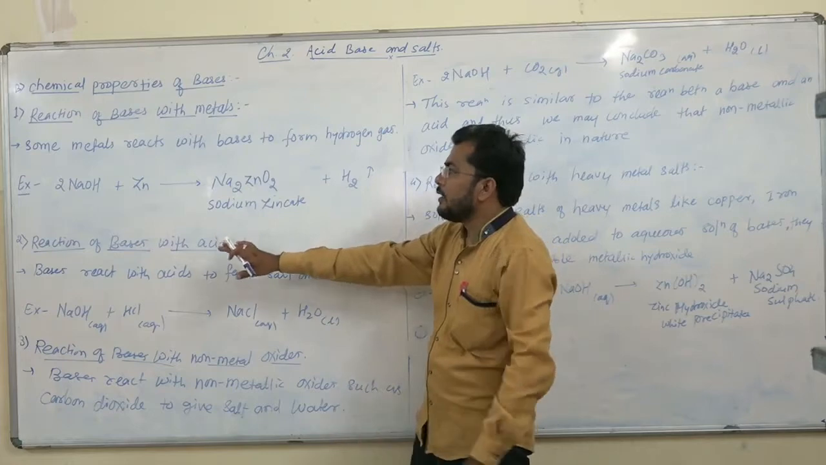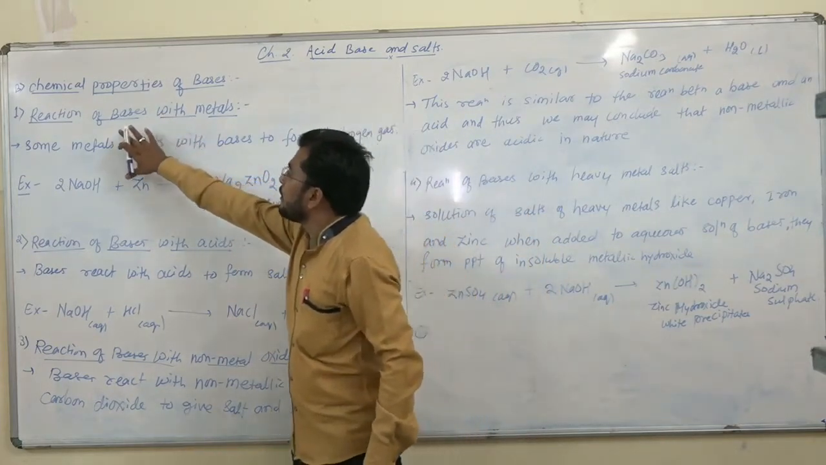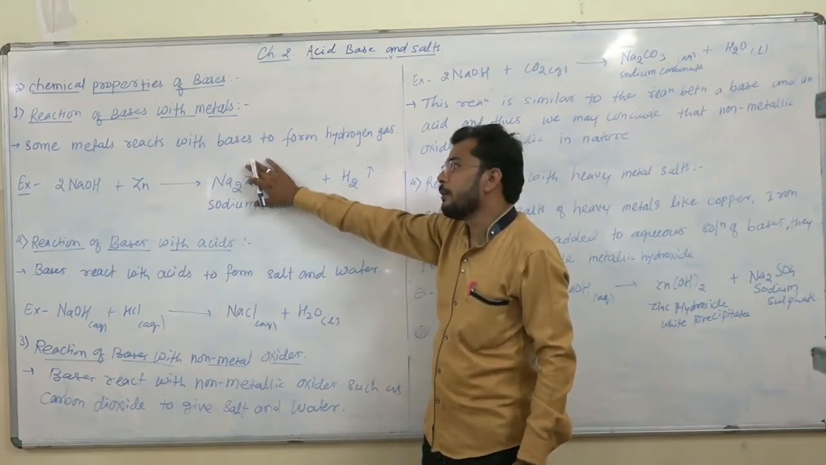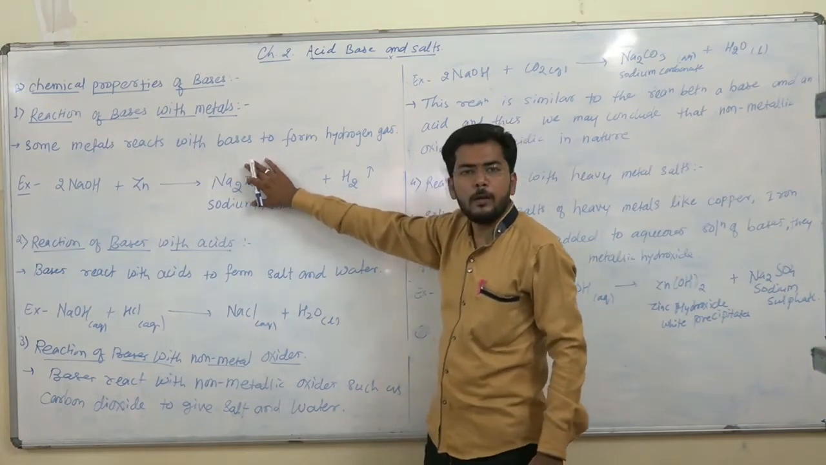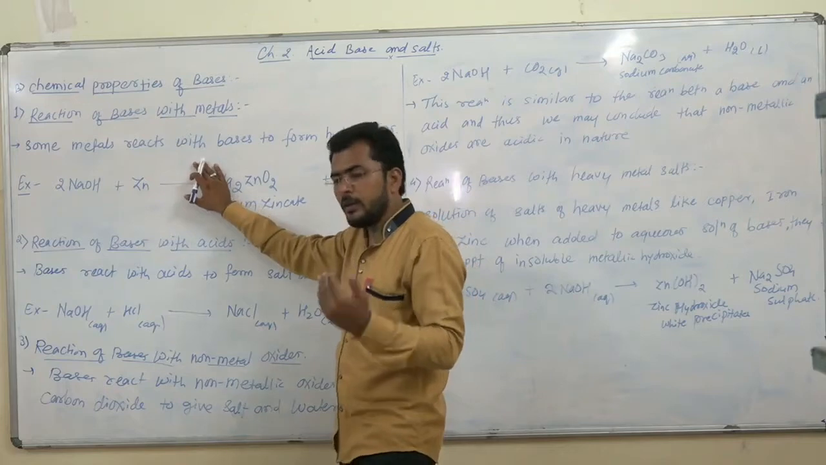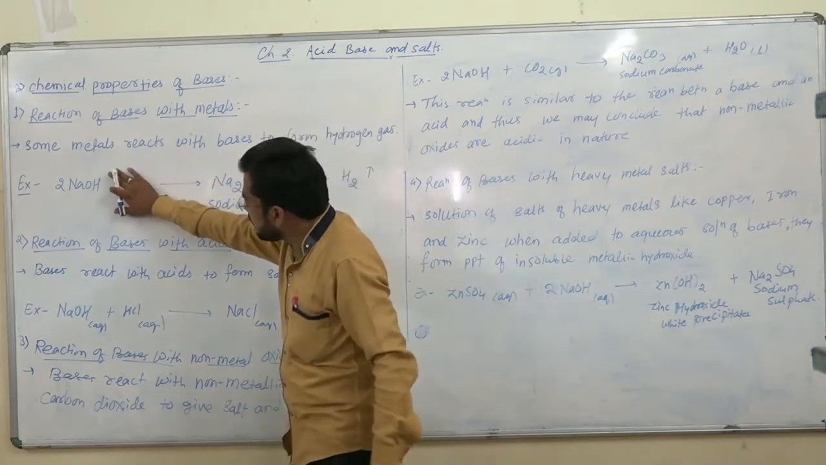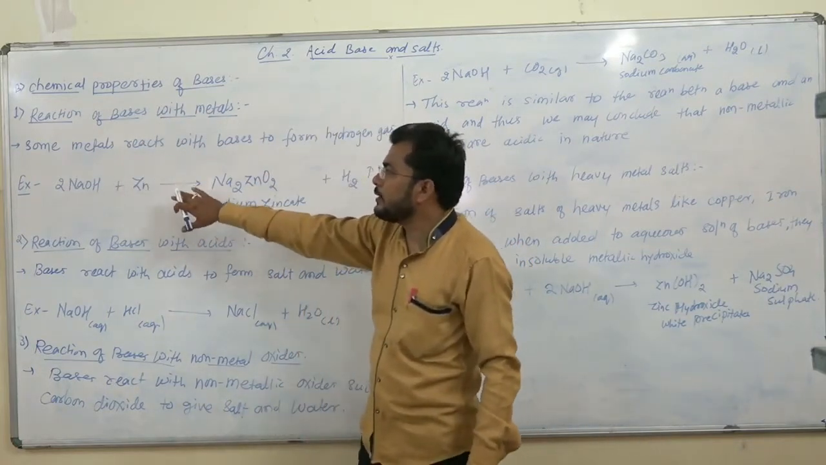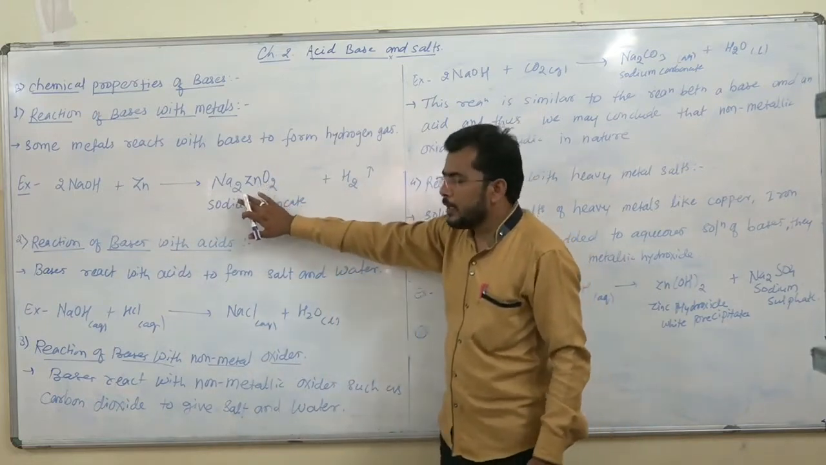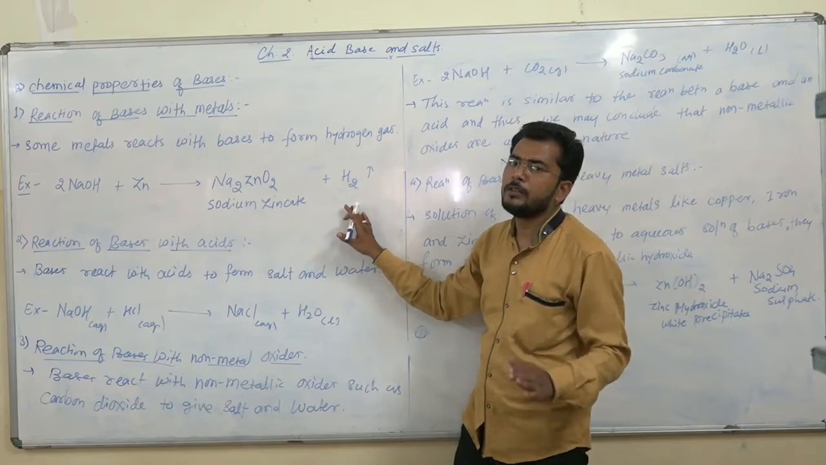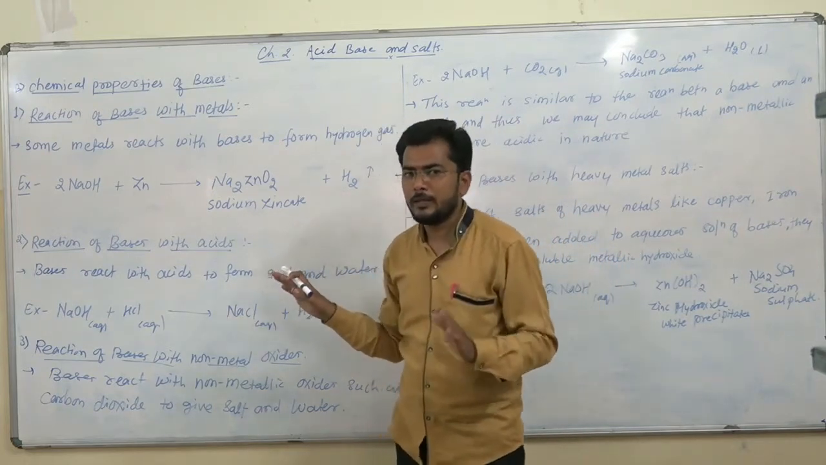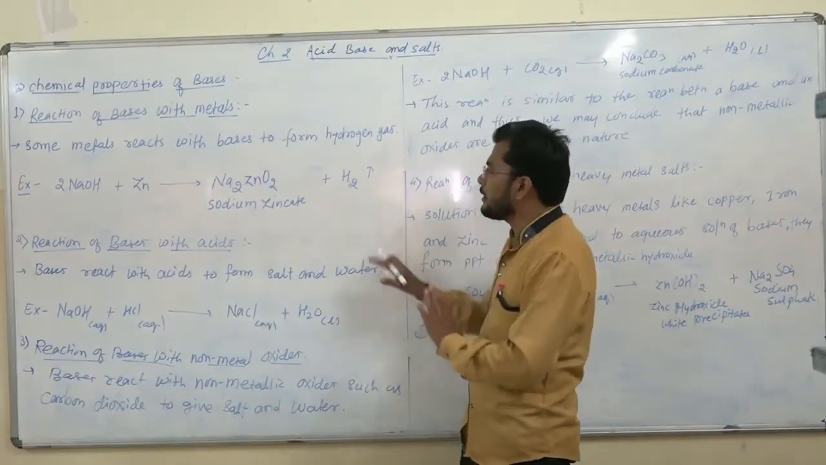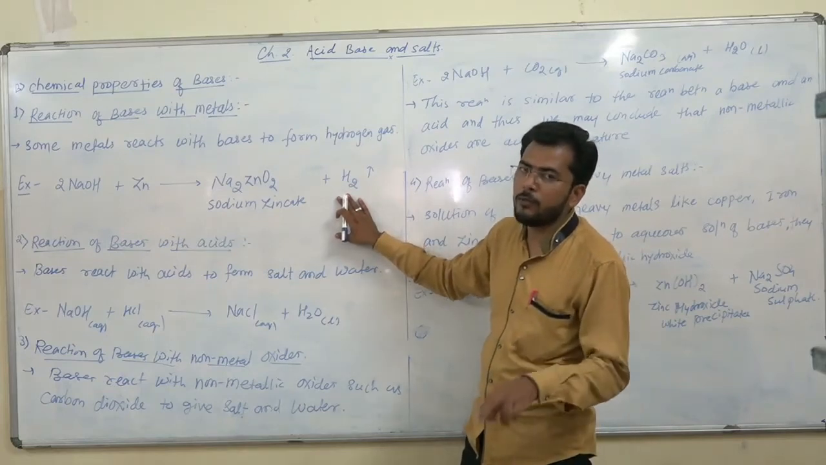The same reaction is there for bases also. Whenever bases react with metals, not all metals react with bases. There are some heavy metals that only react with bases. The general reaction is that when a base reacts with metal, it forms metal salt plus hydrogen gas. It is the same general reaction for acids and bases. Whenever an acid or base reacts with metal, it forms the respective salt plus hydrogen gas.